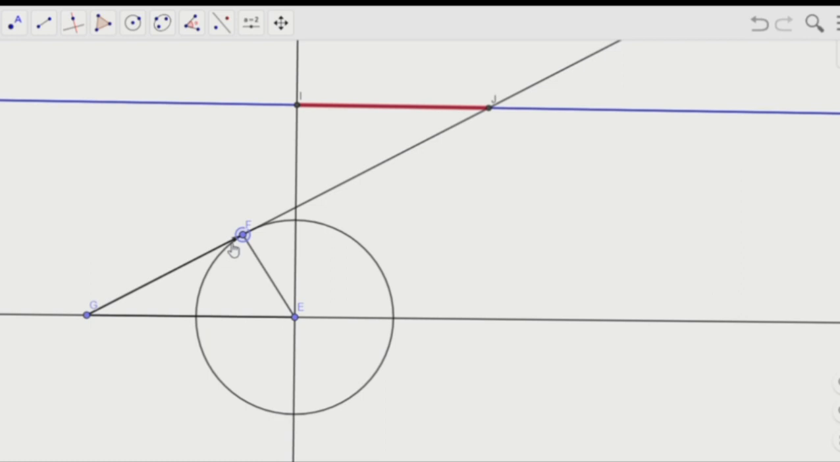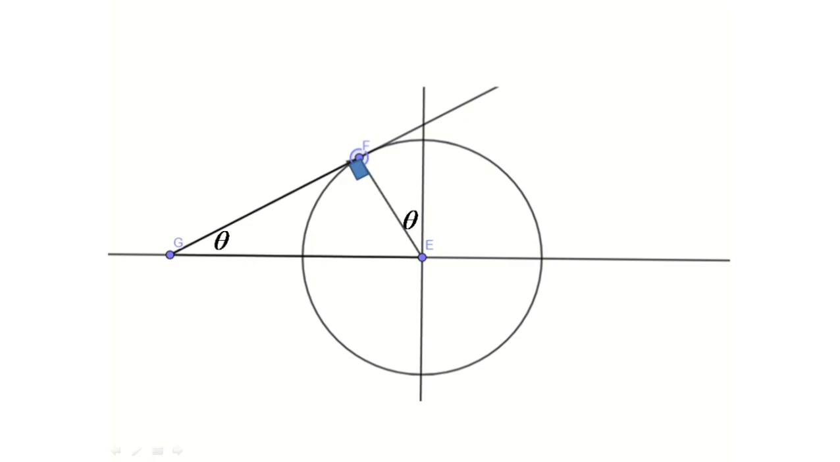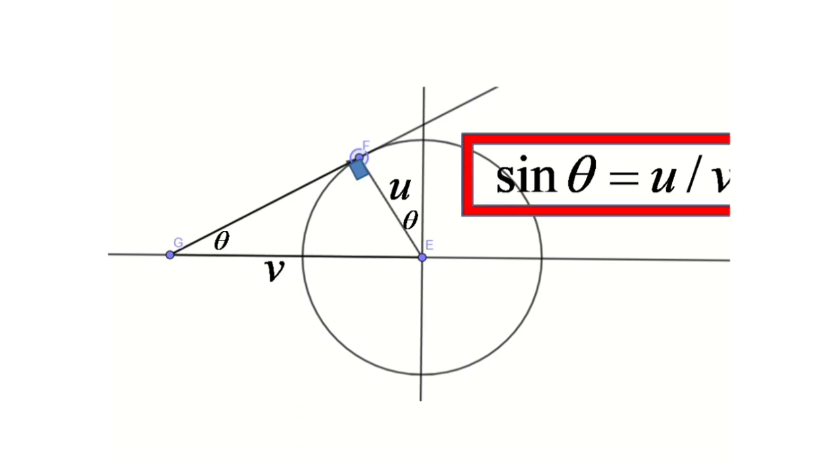So to find the minimum drift, the net vector will be tangent to the circle. Here you can see the image of that simulation. So if it is tangent, it will make 90 degrees from radius or u, and using a very simple trigonometry we can find that sin theta is equals to u by v, and this is our answer.